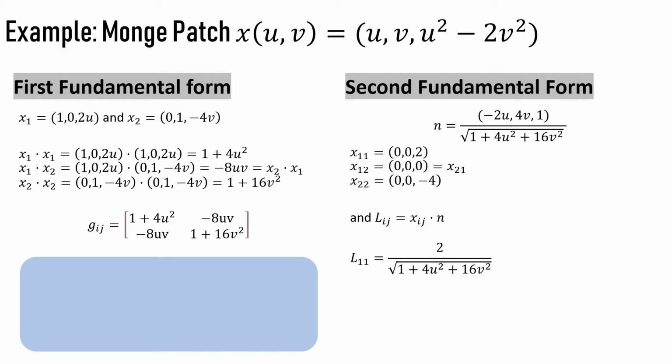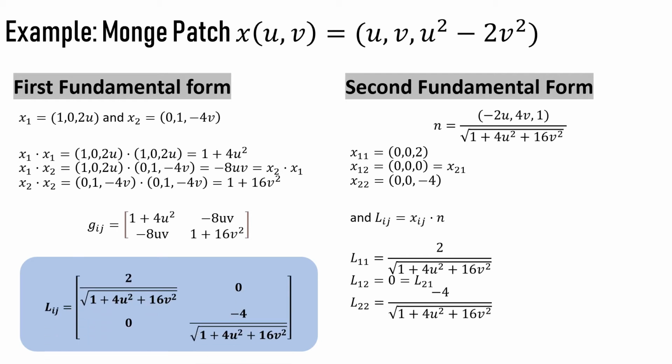L11 is equal to 2 over square root of 1 plus 4u squared plus 16v squared. L12 is equal to 0, and that's going to be equal to L21. L22 is equal to minus 4 over square root of 1 plus 4u squared plus 16v squared. So we can write this second fundamental form as the following matrix in the bottom left blue box. Lij is equal to 2 over square root of 1 plus 4u squared plus 16v squared, 0, 0, minus 4 over square root of 1 plus 4u squared plus 16v squared.